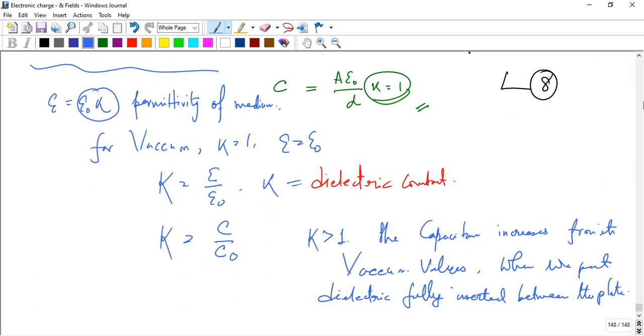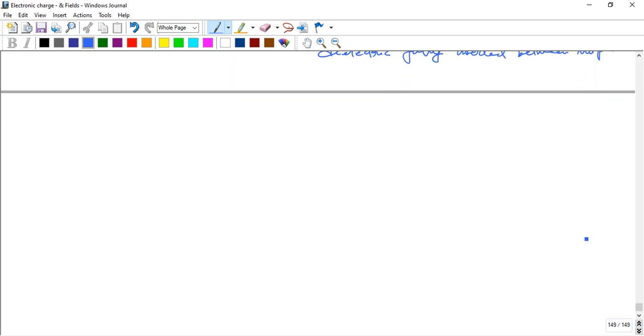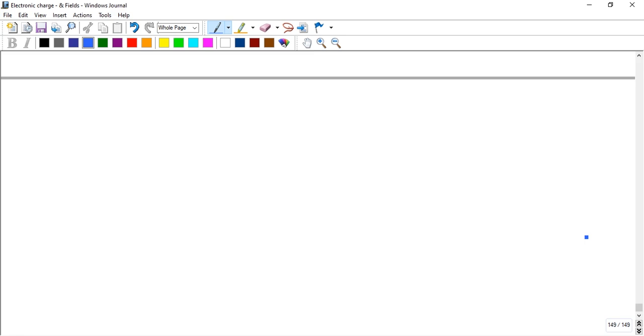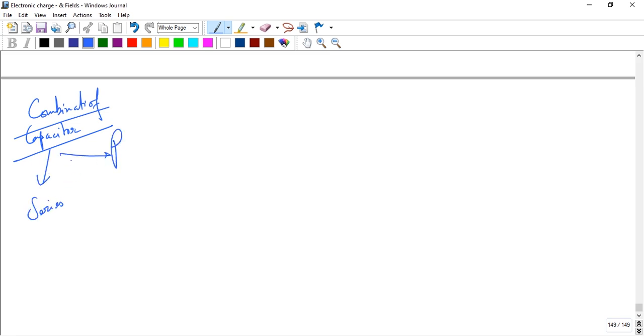Now we discuss another important concept, the combination of capacitors. There are two types of combination here, either series or parallel. The series combination and the parallel combination. So first we discuss what is the parallel combination.